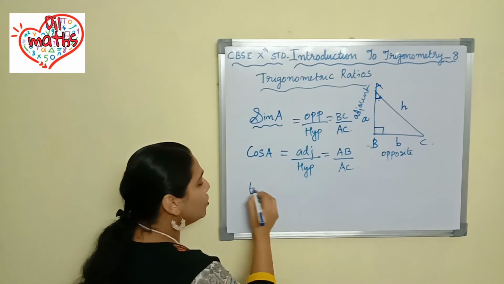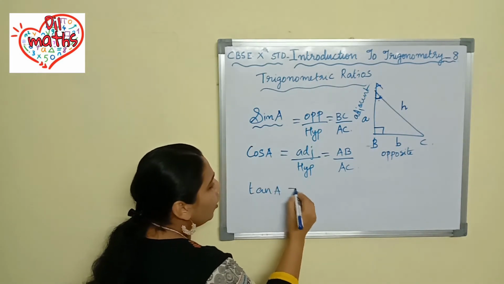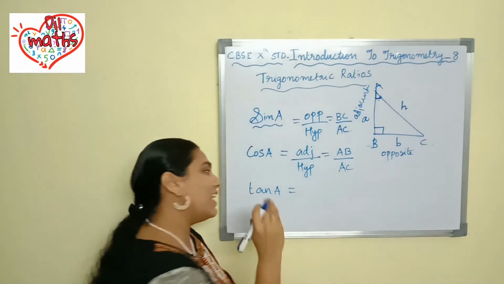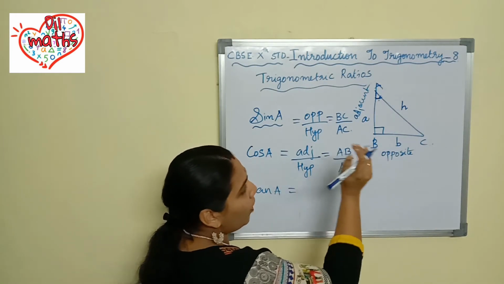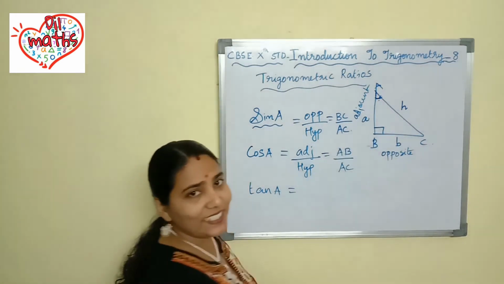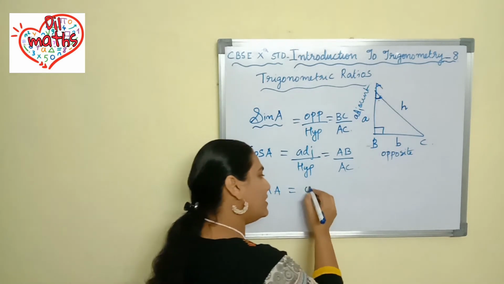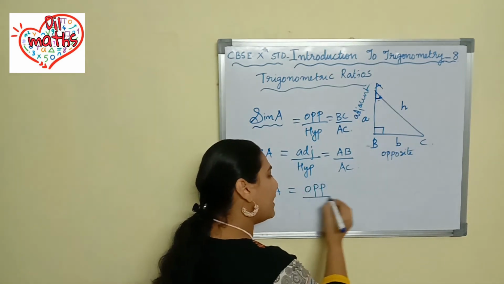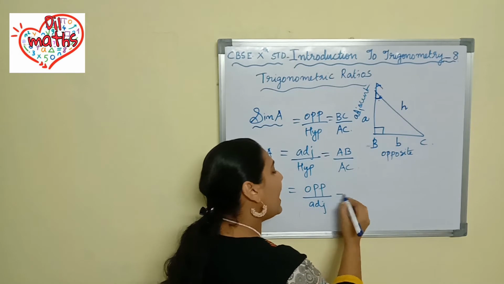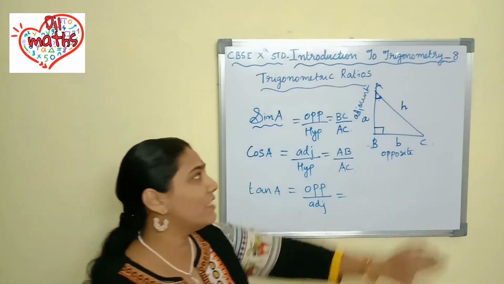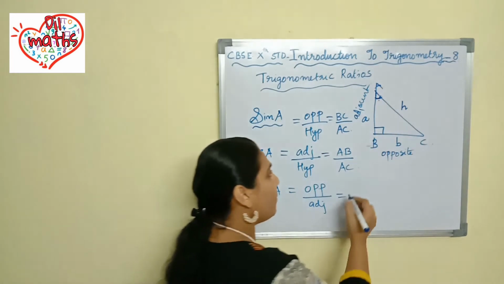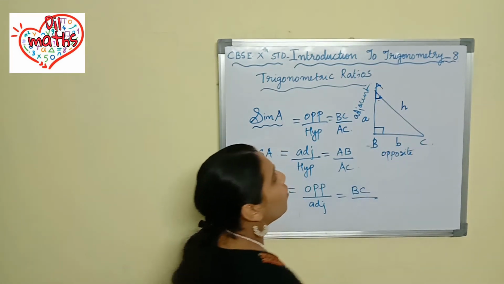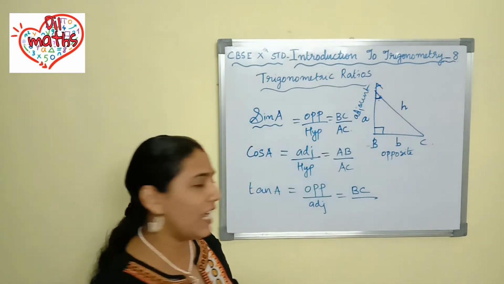Now we will move to tan A. What about tan A? Tan A is the ratio between the opposite side and the adjacent side. So that is opposite side by adjacent side. With respect to A, the opposite side is BC, and the adjacent side is AB.